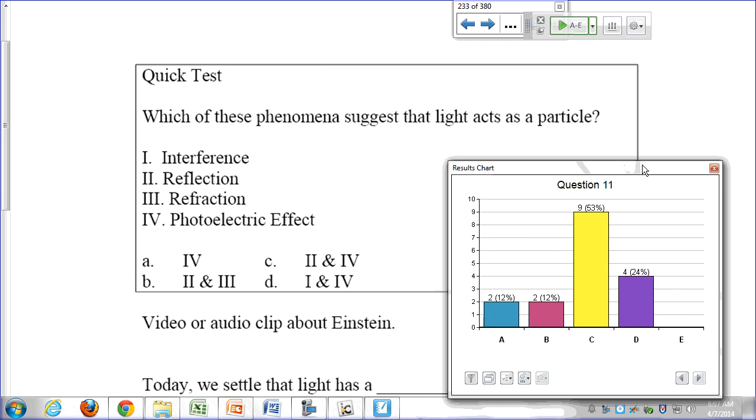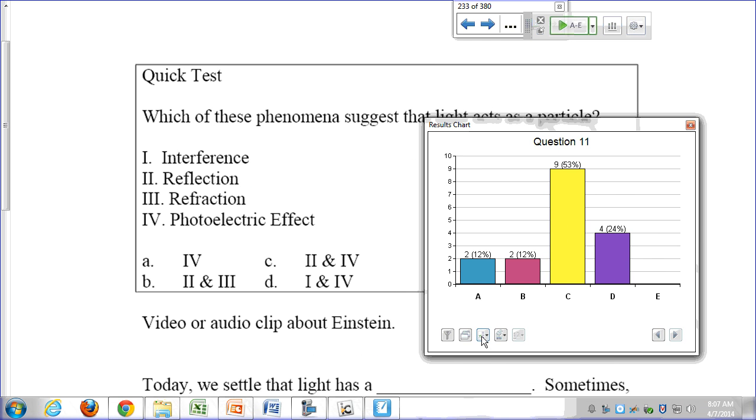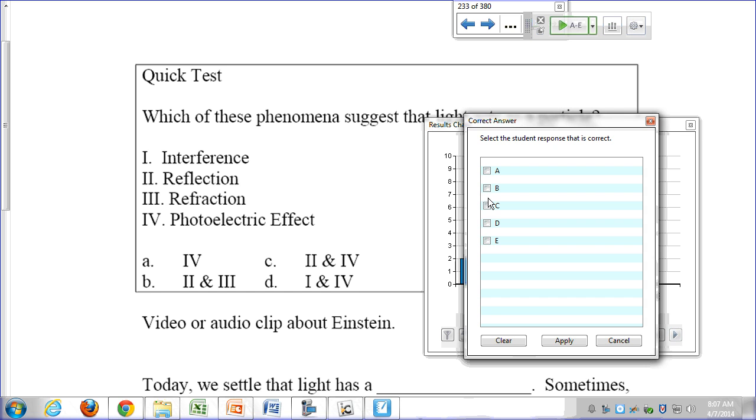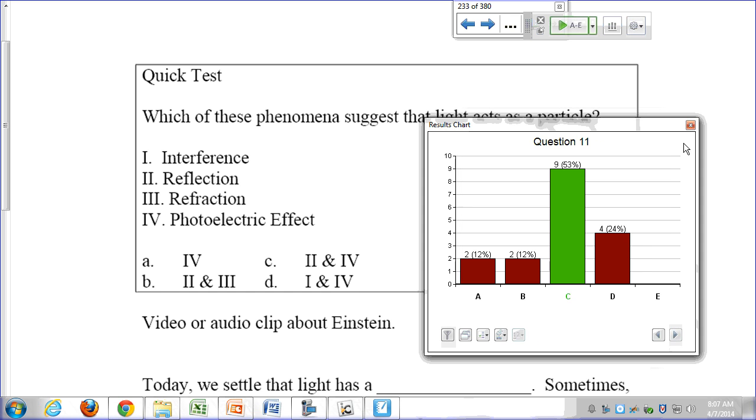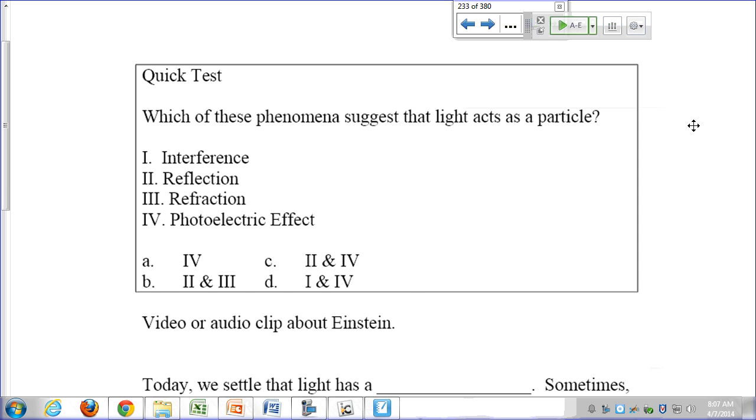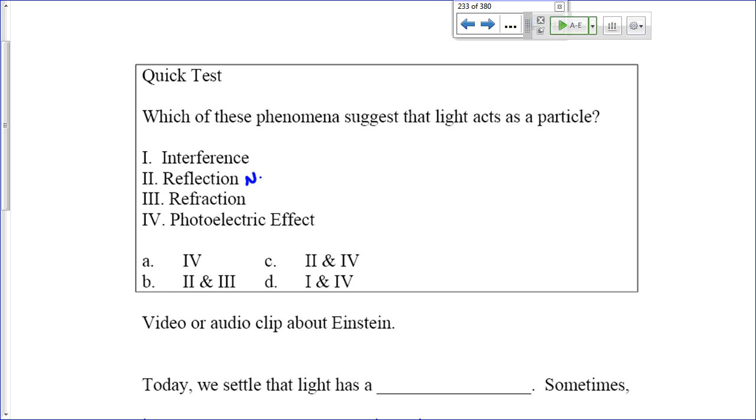Two and 4, reflection and the photoelectric effect. That's right. So C is the right answer. And remember also, you need to know the people attached to these. So Newton was reflection. Photoelectric effect was Einstein.